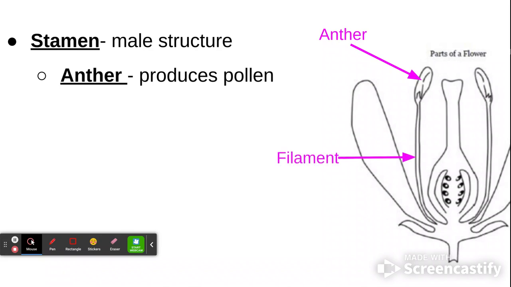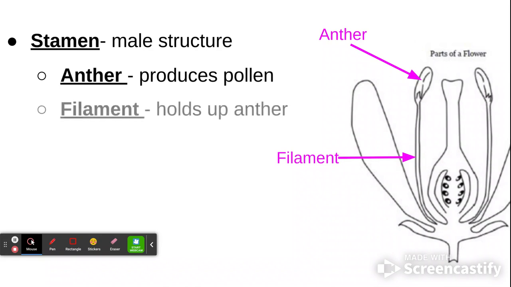And then we have this stalk that holds up this anther so that it's high enough that our pollinators and that our wind can kind of blow it around. And that's called the filament.